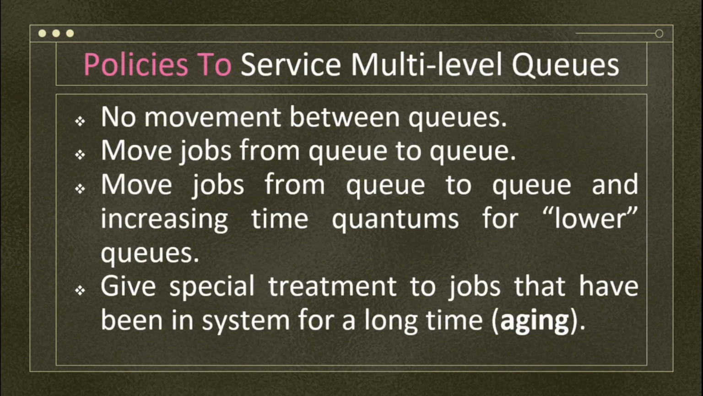So here are the 4 policies to service multi-level queues. First is no movement between queues. Second, move jobs from queue to queue. And third, move jobs from queue to queue and increase time quantums for lower queues. So for the lower queues, we should move jobs from queue to queue and increase their time quantums.